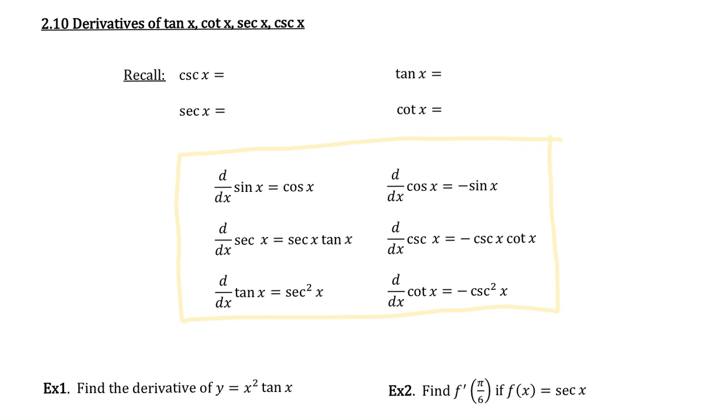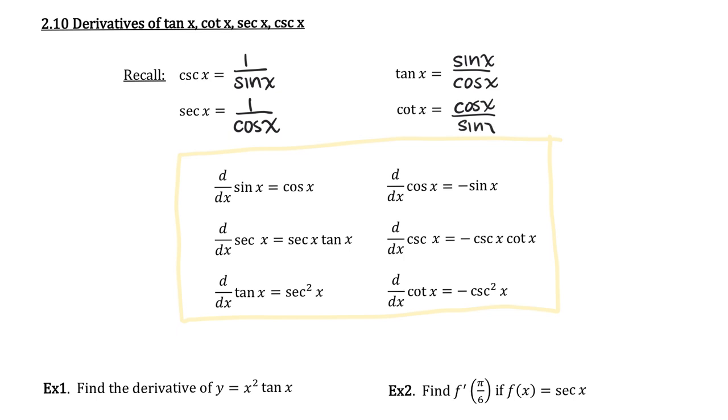Okay, 2.10, we're adding derivatives of tangent, cotangent, secant, and cosecant. Before we do so, let's remind you how these functions are related to sine and cosine. Cosecant x is the reciprocal of sine, the same as 1 over sine x, which is useful for evaluating it, for calculator, for everything. Secant is the reciprocal of cosine, not the opposite, reciprocal. Tangent can be written as sine x over cosine x, and then cotangent is the reciprocal, so it's cosine x over sine x.